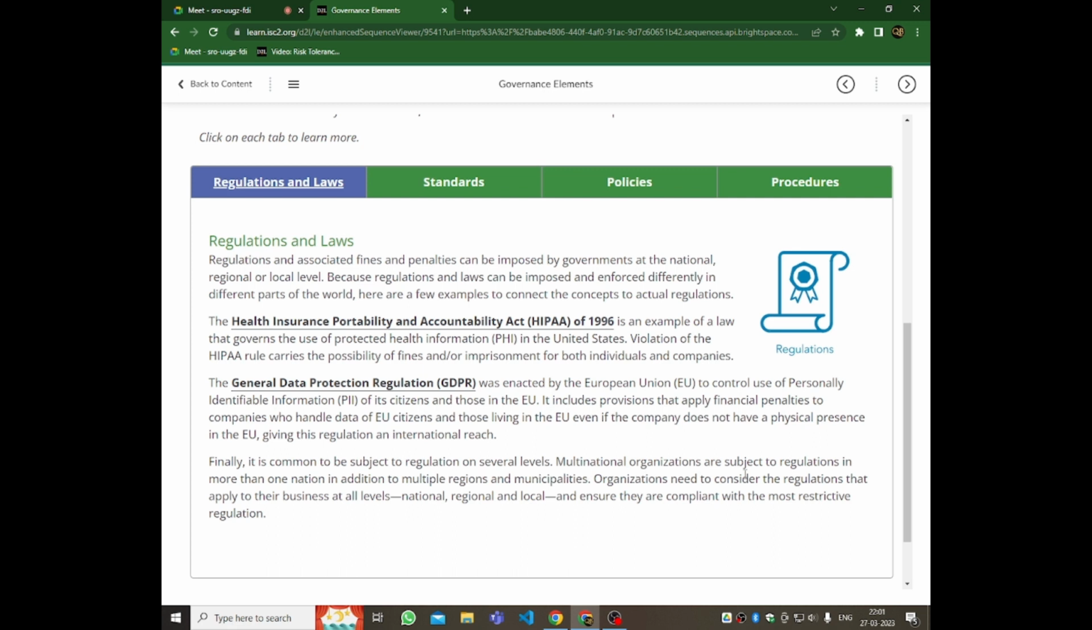Multinational organizations are subject to regulation in more than one nation, in addition to multiple regional and municipal regulations. Organizations need to consider the regulations that apply to their business at all levels, national, regional and local, and ensure they are compliant with the most restrictive regulation.